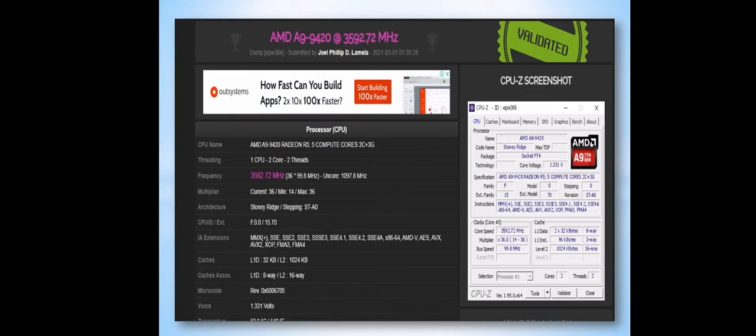A10-9700k. It is a Radeon R7 with a threading of 1 CPU, 4 core, 4 threads at a frequency of 3692.52 MHz. For the AMD A9-9420, it is a Radeon R5 and has a threading of 1 CPU, 2 core, and 2 threads at a frequency of 3592.72 MHz.